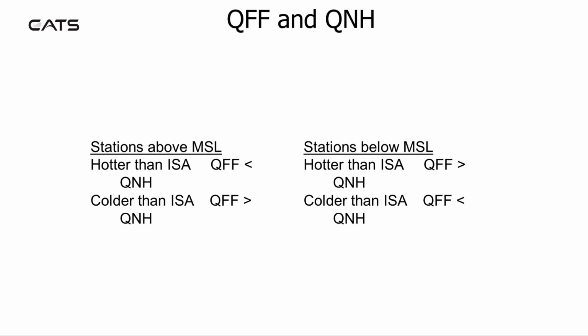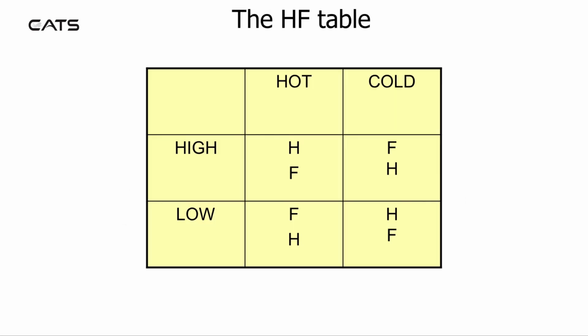QFF and QNH. For stations above mean sea level, which are hotter than ISA, QFF will be less than QNH. If colder than ISA, QFF will be greater than QNH. For stations below mean sea level, where the temperatures are hotter than ISA, QFF will be greater than QNH, and if colder than ISA, QFF will be less than QNH.